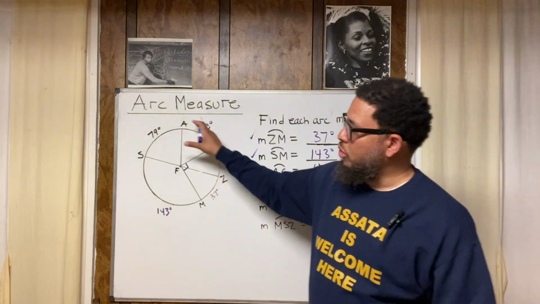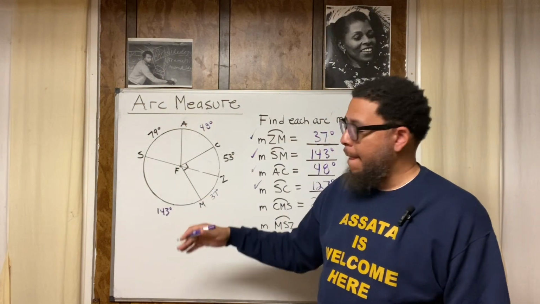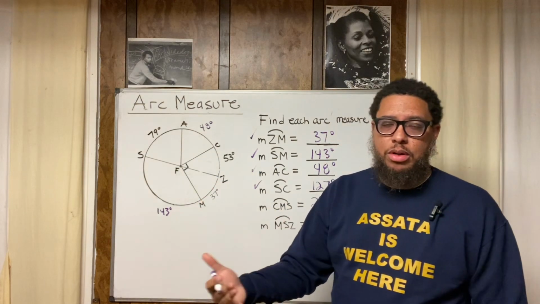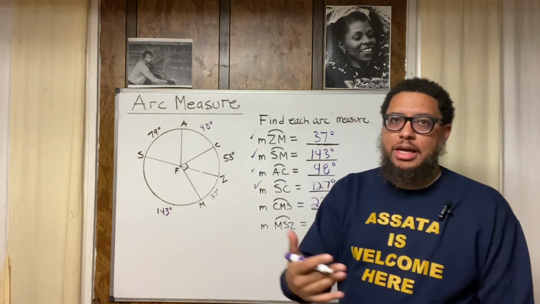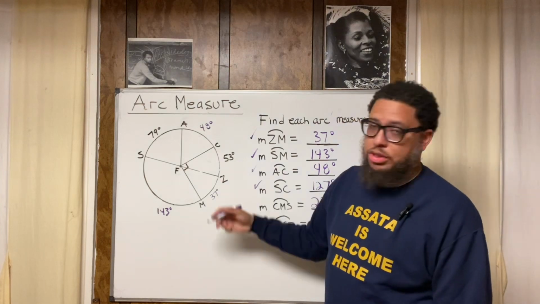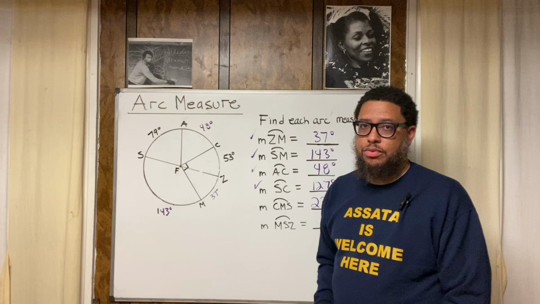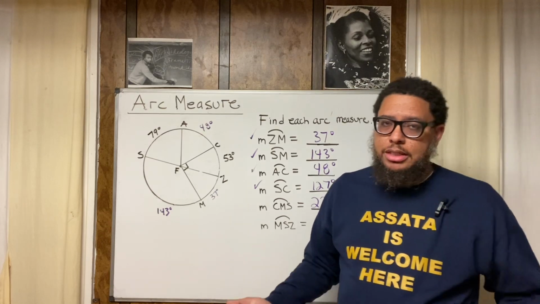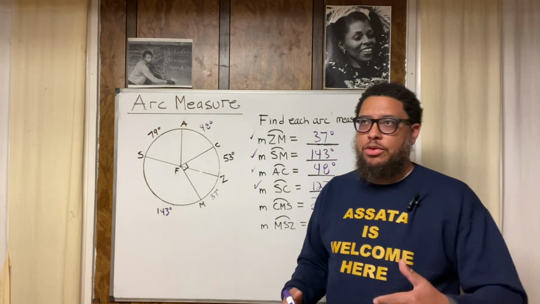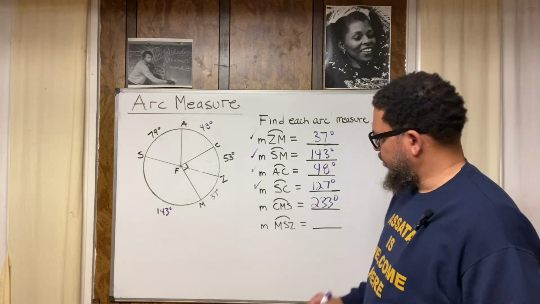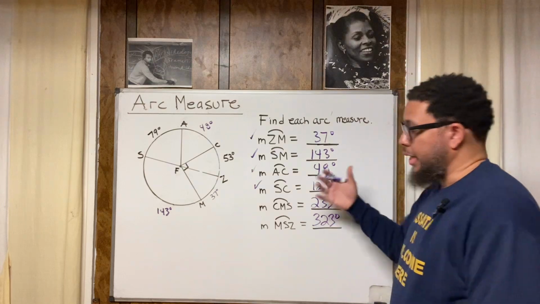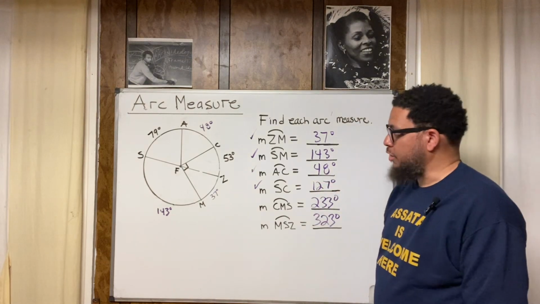So if I know that the total angle measure of the whole circle is 360, and I want to include all the arcs except for this one, what does that mean? If you saw that in a word problem, what would that indicate? Subtraction. You need to subtract 37. The whole thing is 360. You need to take away 37. What's 360 take away 37? 360 take away 30 is 330. Take away 7. 330 take away 7 is 323. So that's 323 degrees. And that's how you find arc measure.